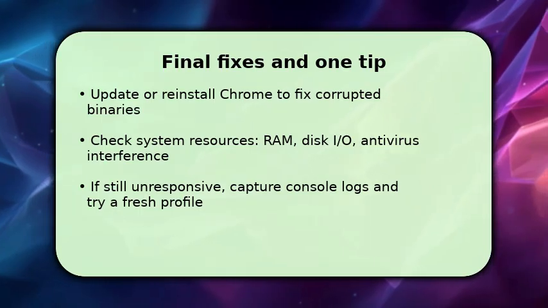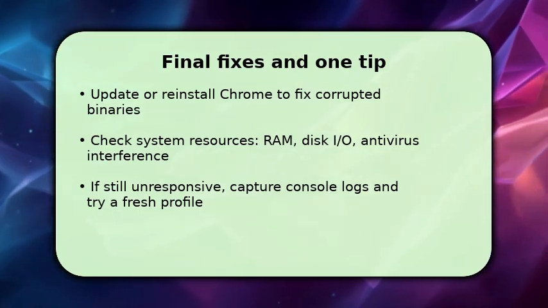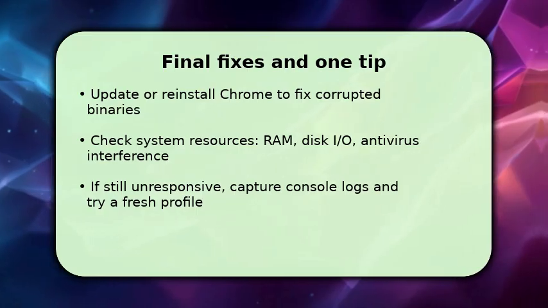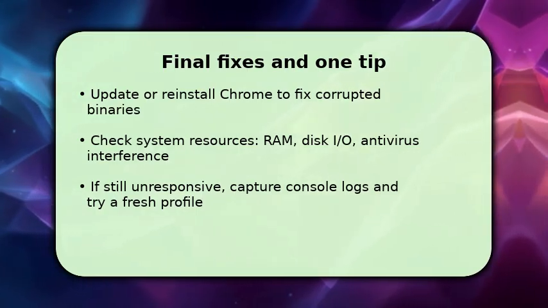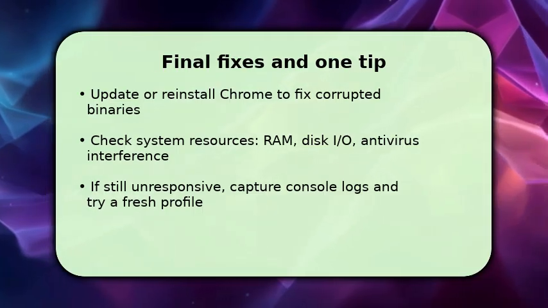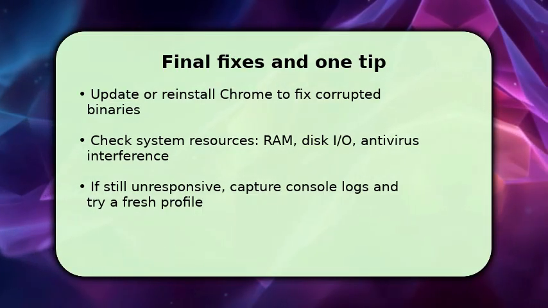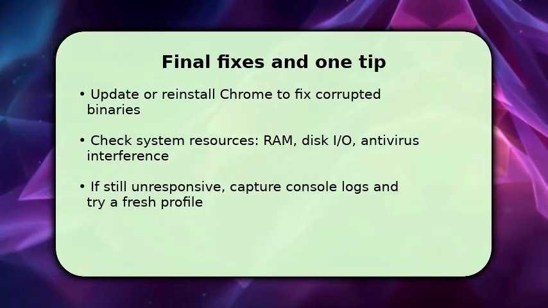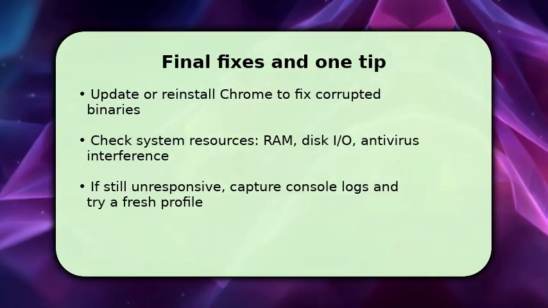Go to About Chrome and allow the update to install or reinstall if files are corrupted. Check system-level issues. Low RAM, heavy disk I/O, or antivirus sandboxing can freeze pages, so close background apps or whitelist Chrome. Once you've applied fixes, restart the browser and the machine.